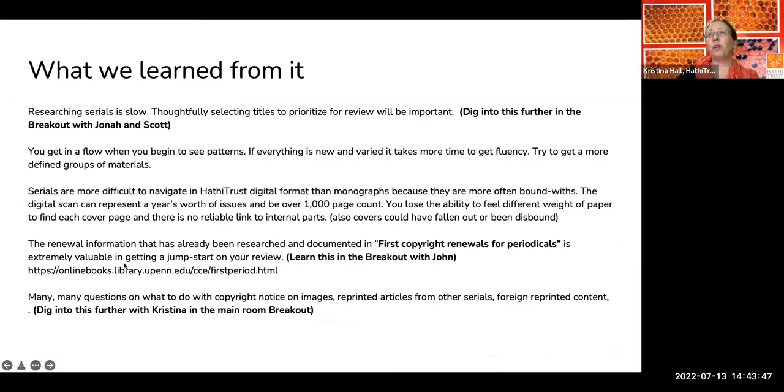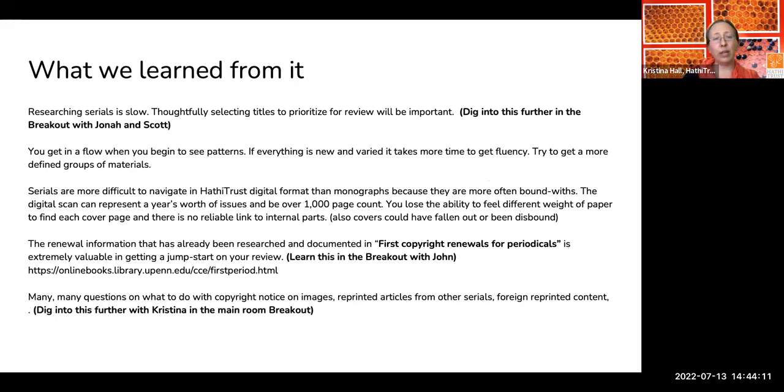So what we learned from the pilot, well, we knew it, researching serials is slow. To me, that means that we need to be thoughtful about selecting what titles to prioritize for review, so that we don't take 12 years and just randomly start with whatever comes up. I think we have to be better than random.